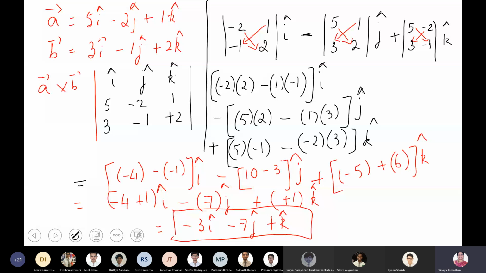I'm hearing only from one student. Yes, ma'am. If any other numerical is to be given, will you solve? I'll solve. I'll ask you to solve one, and then we'll go for a new concept of torque.